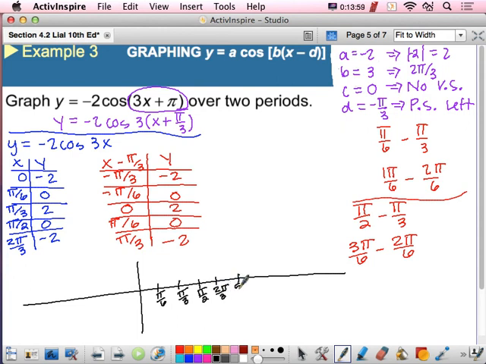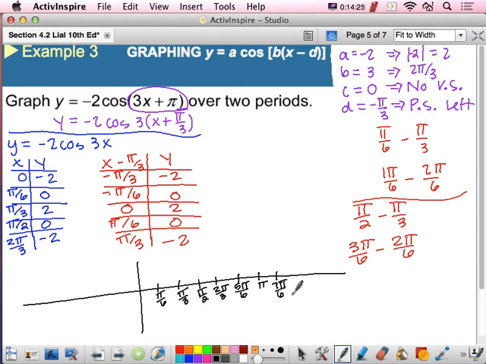5 pi over 6? Do I really have to keep doing this? 6 pi over 6? Why not? I'm beyond my table already, right? I just thought it would be fun. Oh, let's do one more. What would the next one be? Look, 1 over 6, 2 over 6, 3 over 6, 4 over 6, 5 over 6, 6 over 6, that would be 7 pi over 6. Do you see how to extend your table if you need, or your x-axis if you need to?